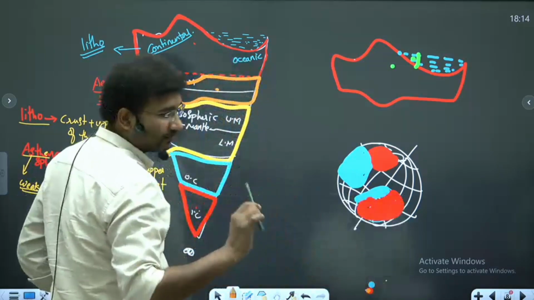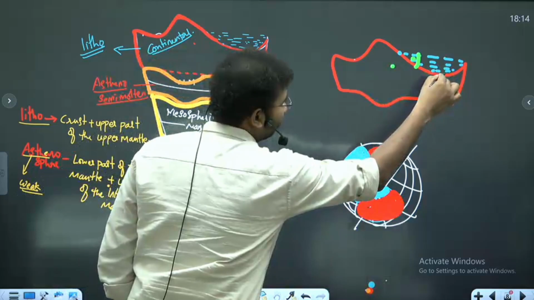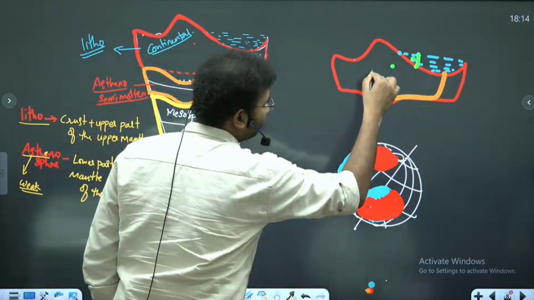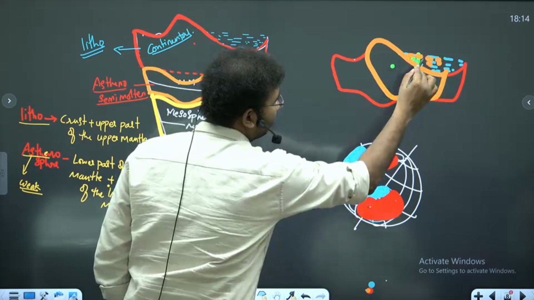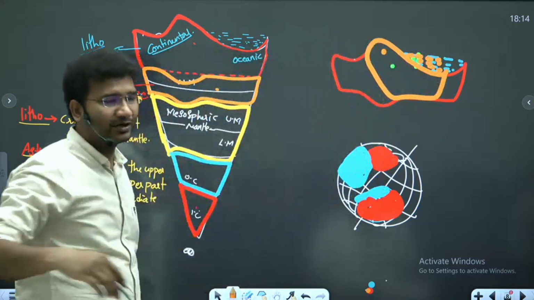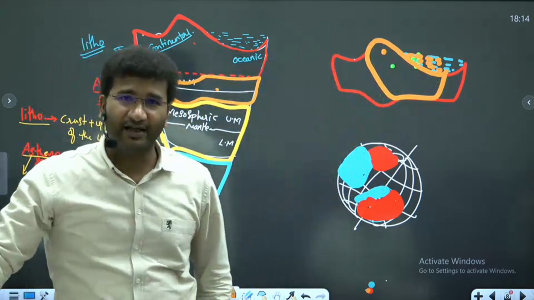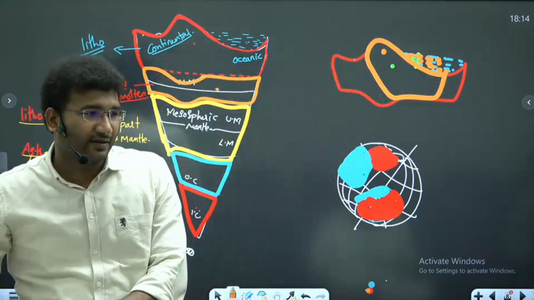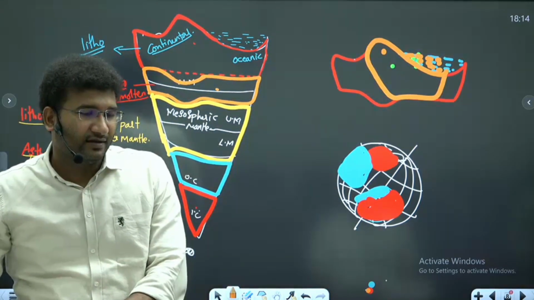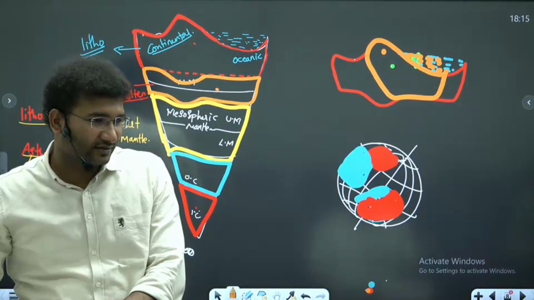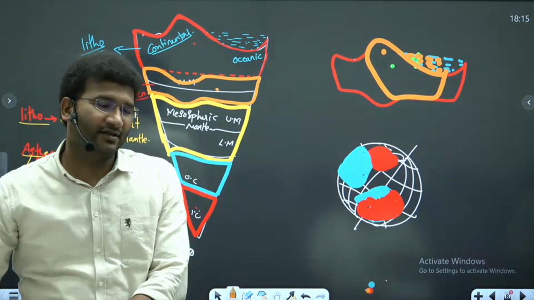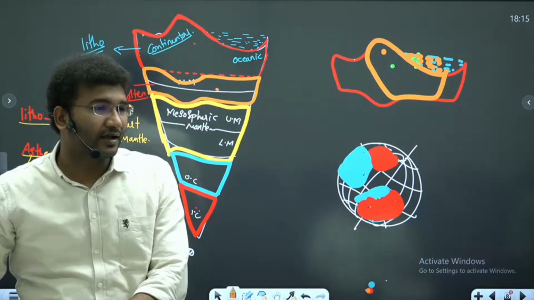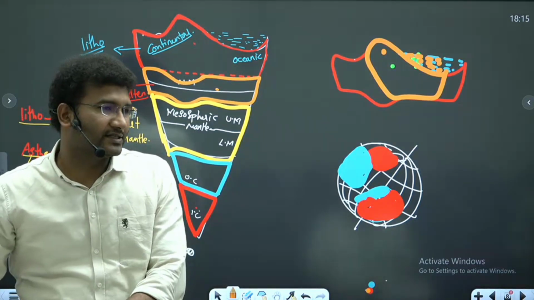Try to imagine what I am trying to draw. A plate can be made up of this part of the region also, where some part of the plate can be ocean, some part of the plate can be continent. Is there any example? Yes, Indian plate is an example. Even South American plate is an example.